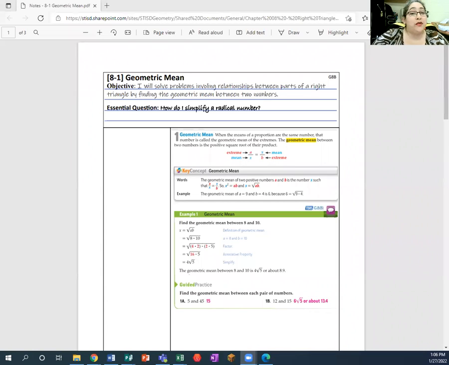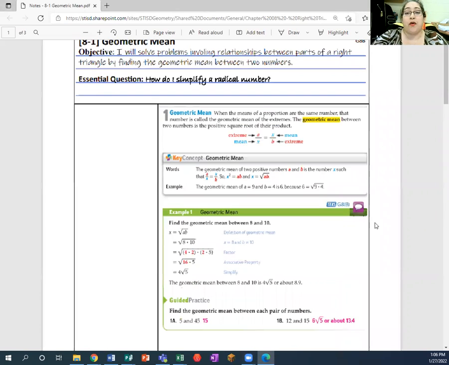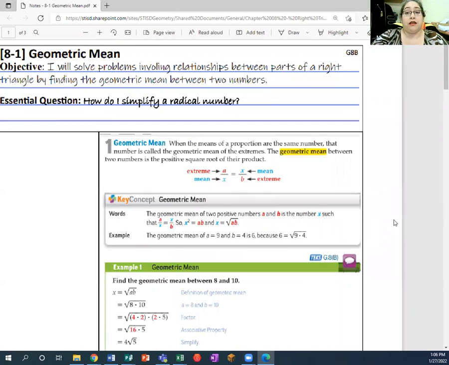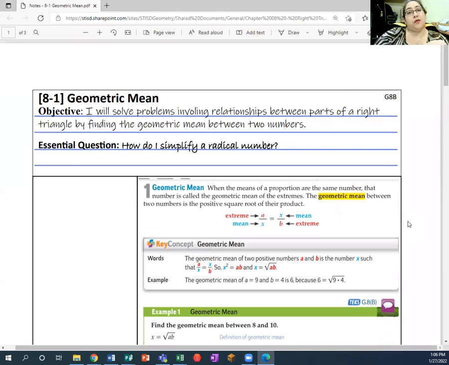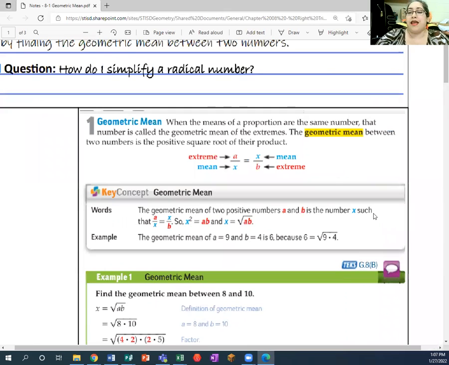Welcome back. We're going to be working on the start of chapter 8. This is chapter 8, section 1, geometric mean. Geometric mean is a way that we can solve problems that have relationships in right triangles, and parts of them. We're going to be doing that with this geometric mean thing. Let's talk about what that is.